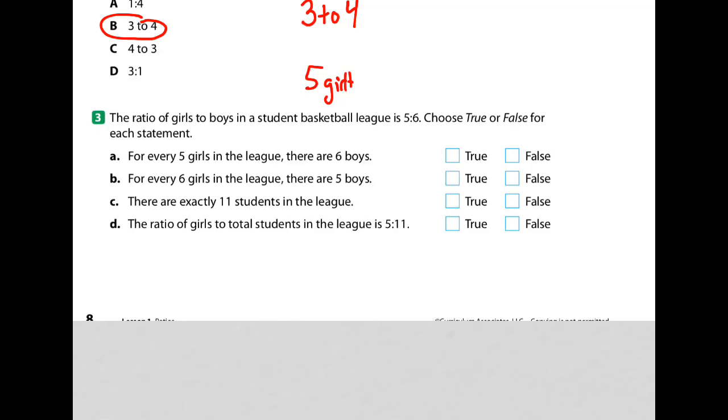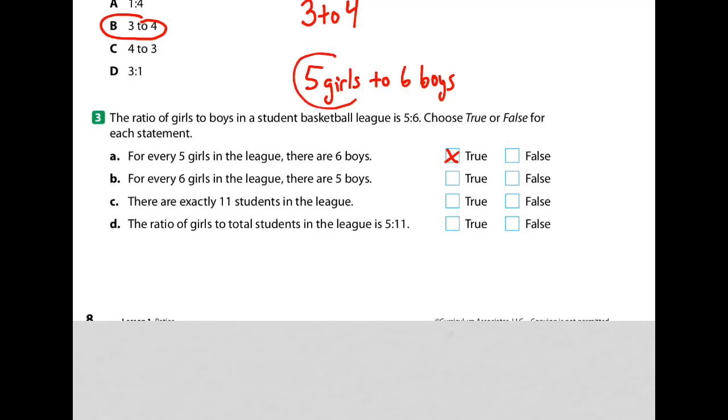oops, I wrote kind of a T there. For every 5 girls, there are 6 boys. So I'm just writing that down to make it more visible. So A says for every 5 girls in a league, there are 6 boys. Well, true, I just said that. Okay. For B, it says for every 6 girls in a league, there are 5 boys.